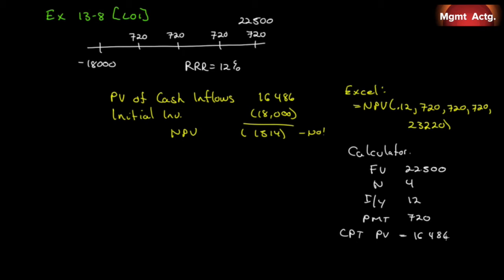16,486. The calculator will return negative, but that just means, in this case, these are all cash inflows, so it's positive. So our net present value is our 16,486 minus our initial investment of 18,000, which will equal negative 1,514, the same answer that we got with Excel.